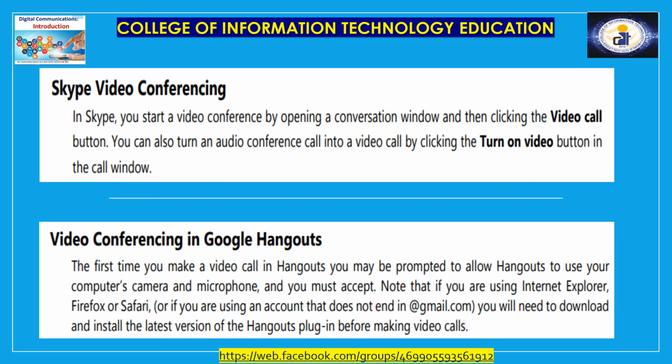Video conferencing in Google Hangouts. The first time you make a video call in Hangouts, you may be prompted to allow Hangouts to use your computer's camera and microphone, and you must accept. Note that if you are using Internet Explorer, Firefox, or Safari, you will need to download and install the latest version of the Hangouts plugin before making video calls.